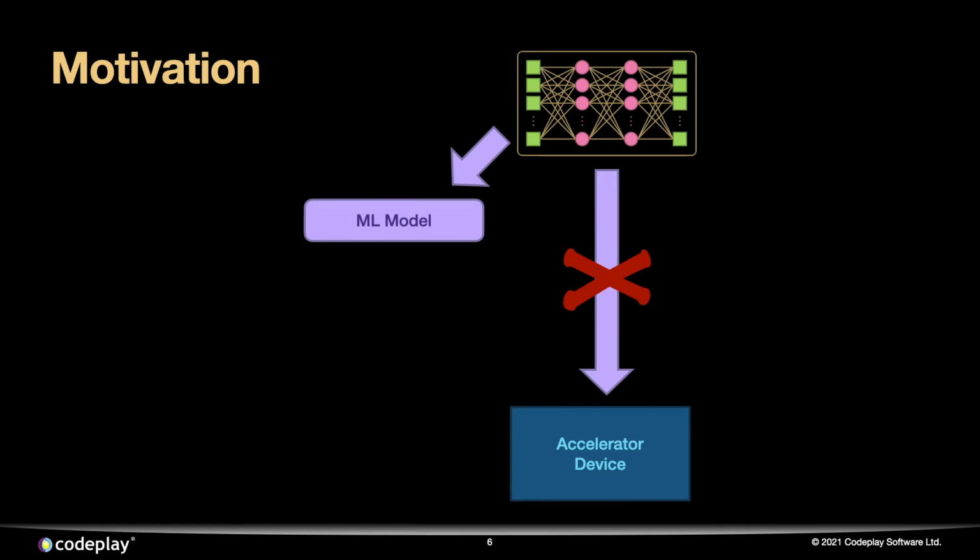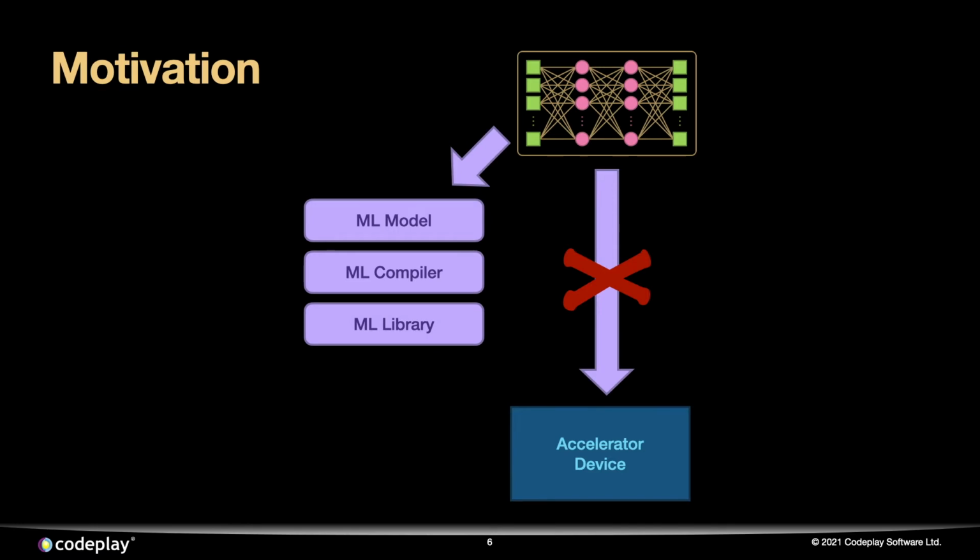In fact, these machine learning models are implemented with some sort of machine learning API, which exists on top of some machine learning compiler, which is used to convert the model to some lower level representation. And the machine learning model exists on top of some sort of machine learning library, which provides utilities and runtime support and so on.